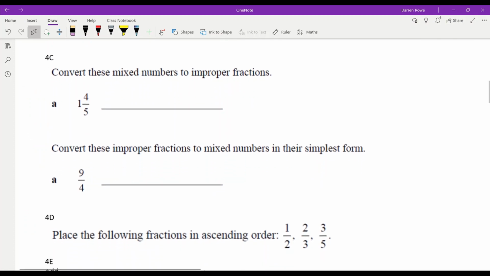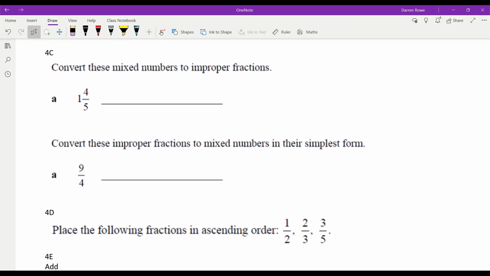So how do we convert mixed numbers into improper fractions? Here's a mixed number. Effectively, 5 pieces make up a whole, because that's what the denominator means: how many pieces make up a whole. And you've got a whole here, which means you need to times 1 by 5, which is 5, and add that to the numerator at the top. So 4 plus 5 is 9, so it's 9 out of 5. That's how it's an improper fraction. You just times the whole by the denominator and then add that to the numerator.